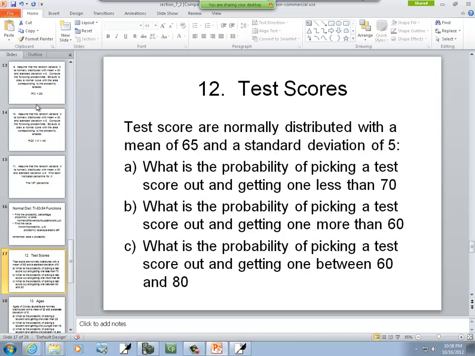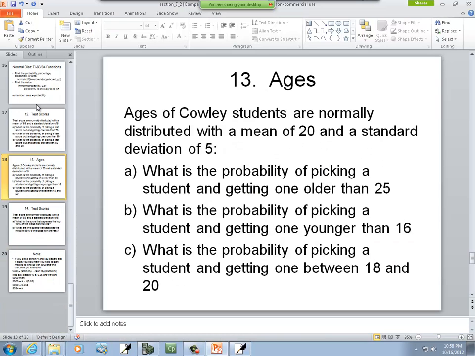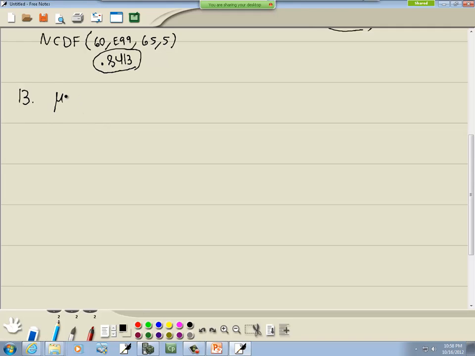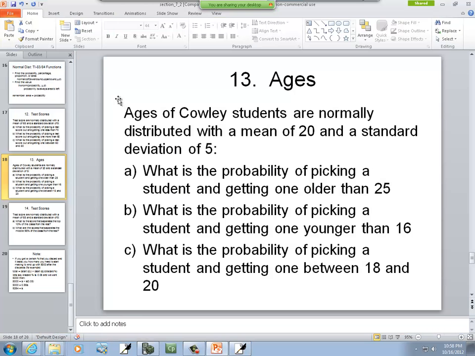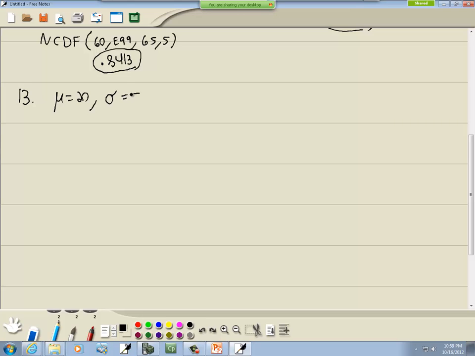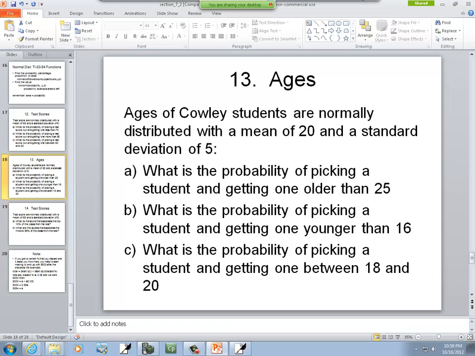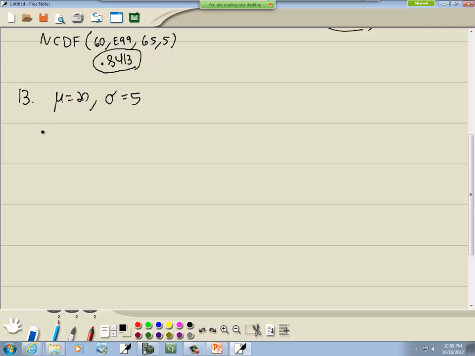Let's take a look at our next problem, number 13. Ages of college students are normally distributed with a mean of 20 and a standard deviation of 5. So mu is 20 and sigma is 5. A, what is the probability of picking a student and getting one older than 25? So here's 25, and older than is shaded this way.